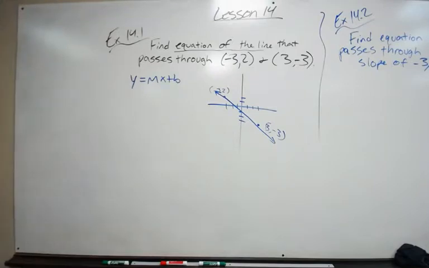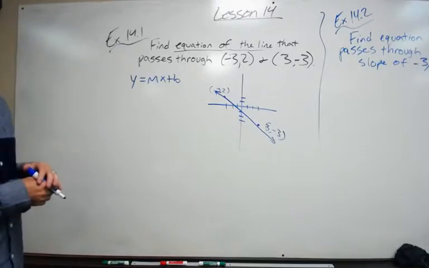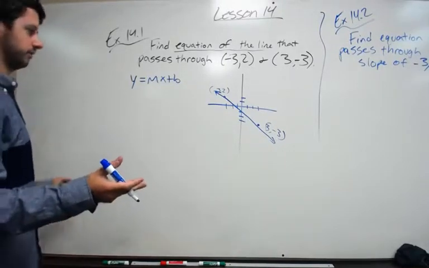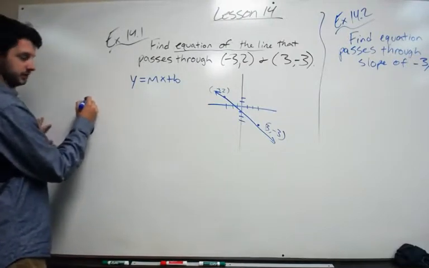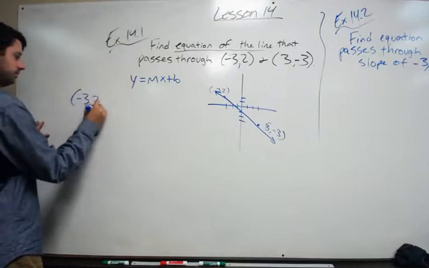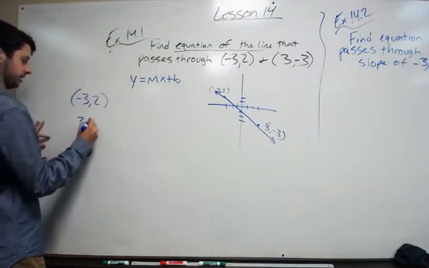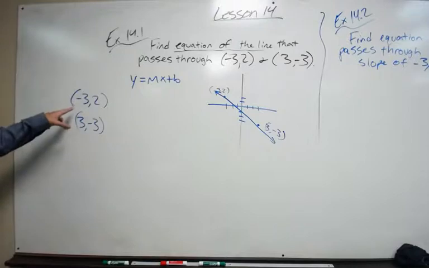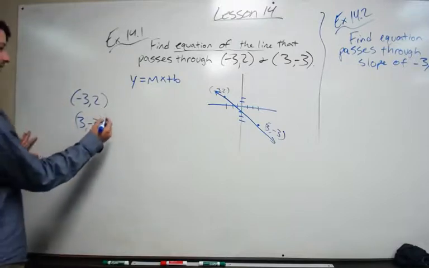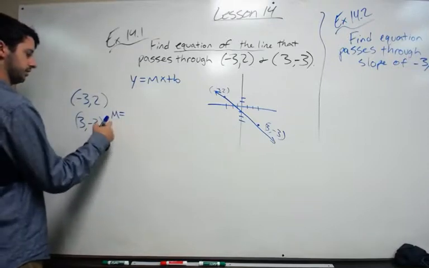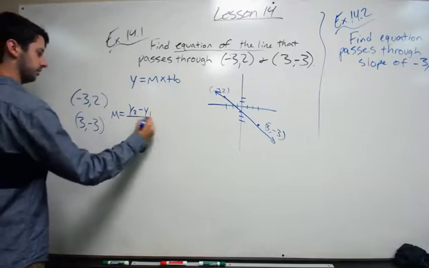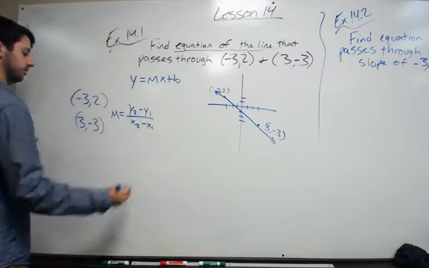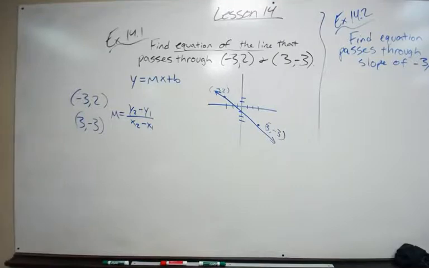Well, a few lessons ago, we learned how to figure out the slope from two coordinates. So we have our two coordinates here, -3, 2, and 3, -3. Between two coordinates, if we can figure out the rise over the run, we have the slope. And how we do that is this equation here. Slope, m equals y2 minus y1 over x2 minus x1. That's our slope formula. That's how we find slope.